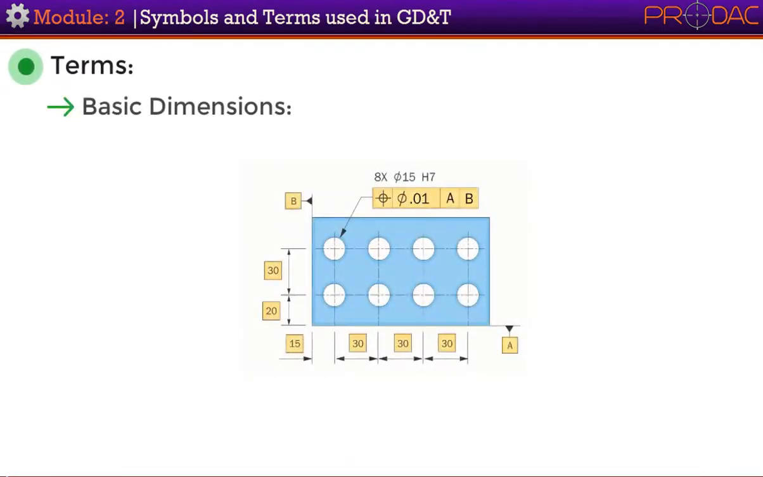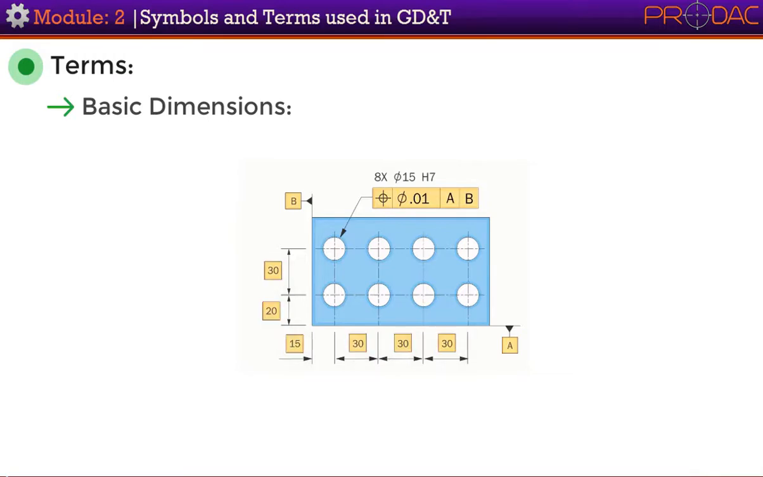Under the terms, first we'll talk about basic dimensions. A basic dimension is a numerical value used to describe the theoretically exact size, profile, orientation, or location of a feature or datum target. Basic dimensions are used to define or position tolerance zones. Title block tolerance does not apply to basic dimensions, and these dimensions are always enclosed in a frame.